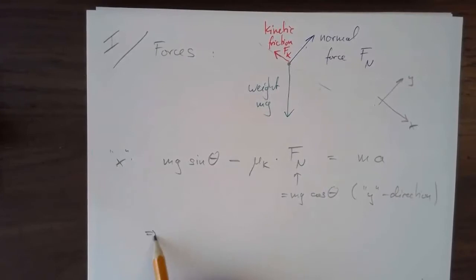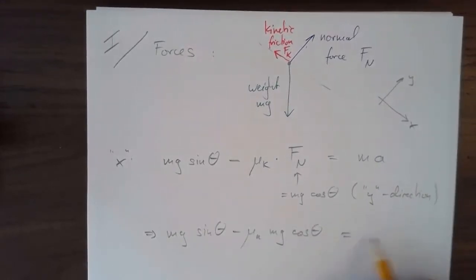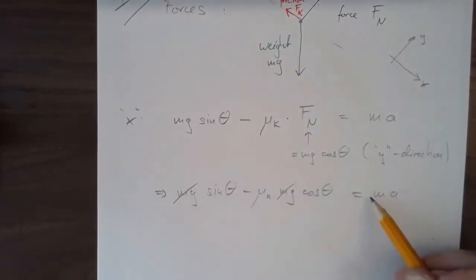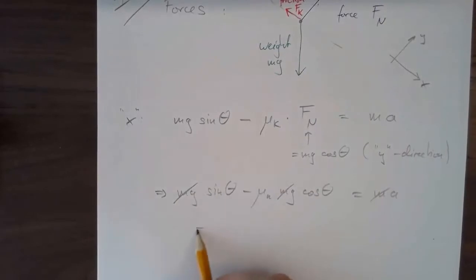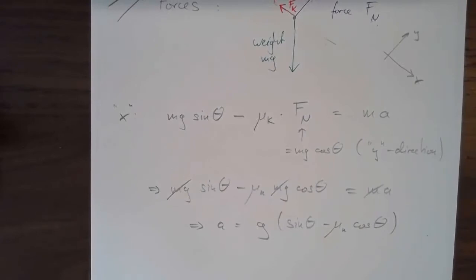Let's put the pieces together. I have mg sine theta minus mu k times mg cosine theta is equal to ma. I can cancel out the m's. And well, I just have that a is equal to g. I'm going to factor out the g. Then I have sine theta minus mu k cosine theta. It's my acceleration.